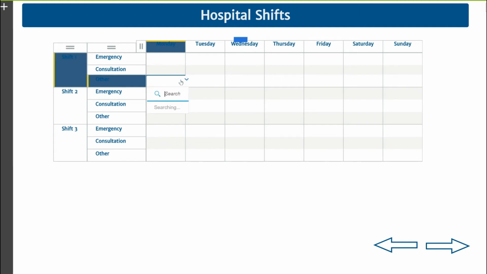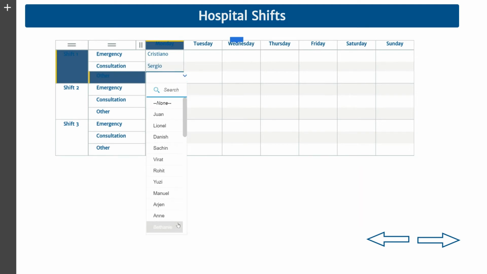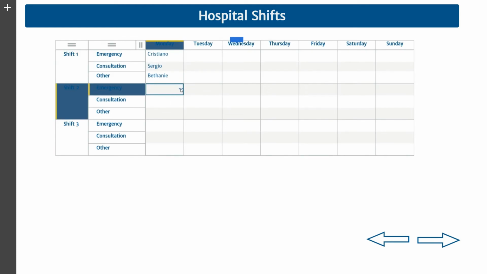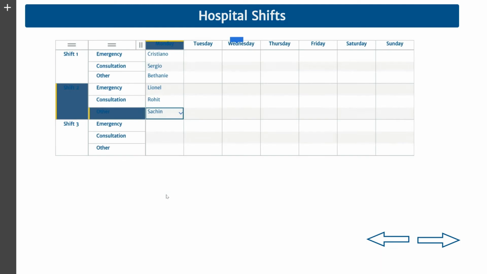You can see the name of all doctors appear in all 3 departments at first, but then when you select Cristiano in the emergency department, Cristiano disappears from the remaining 2 departments, and similarly if you select Sergio in the consultation, you can see only the remaining available doctors for other departments. You can plan the same way for the remaining 2 shifts and across all other days.